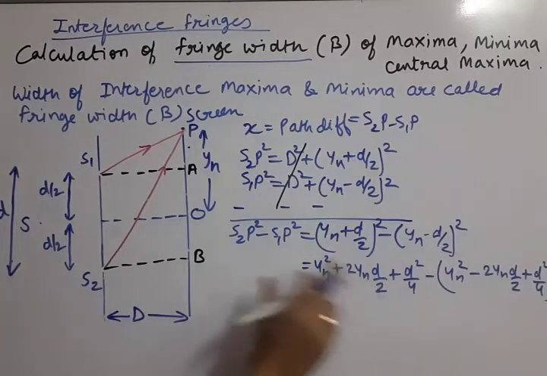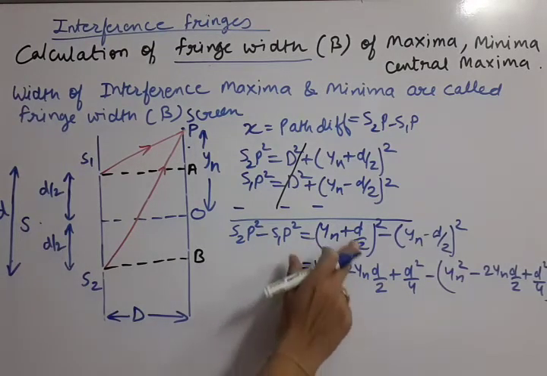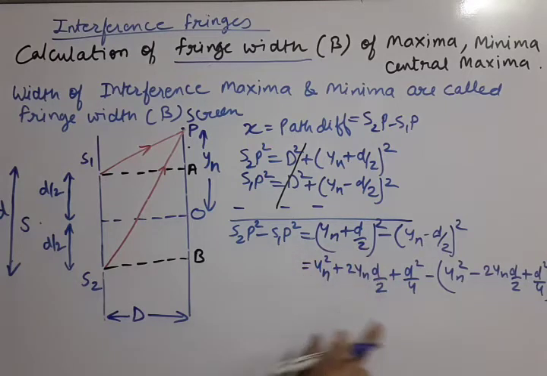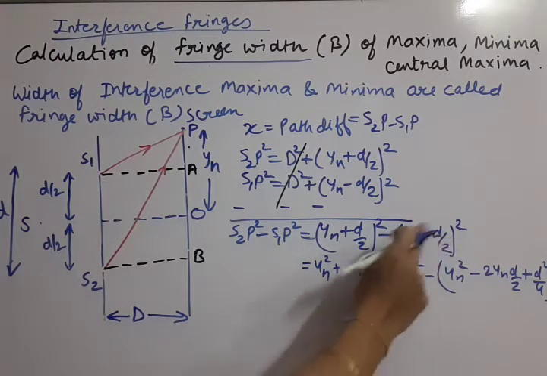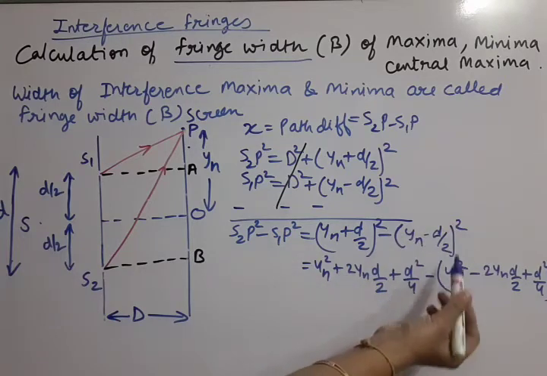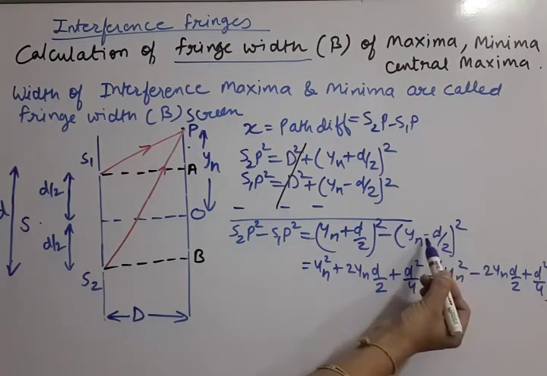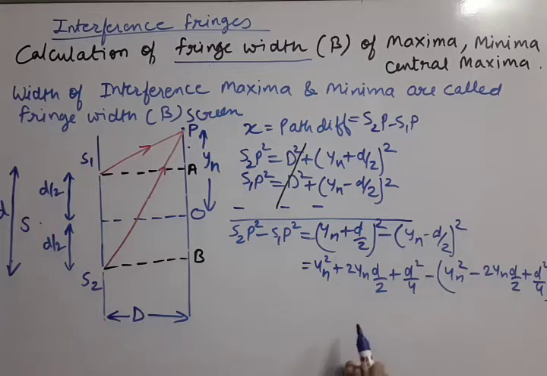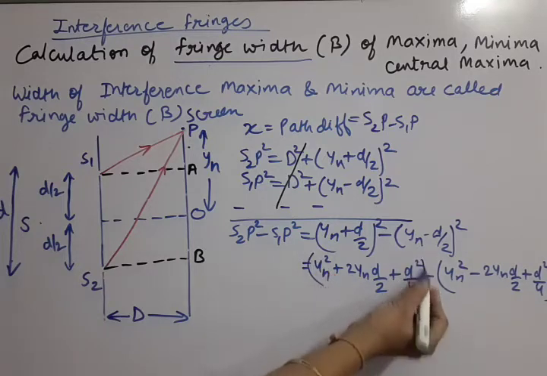After opening, a square plus b square plus 2ab, 2 yn d by D. In the same manner, this is (a minus b) whole square, so a square plus b square minus 2ab. Okay, so these are two brackets.